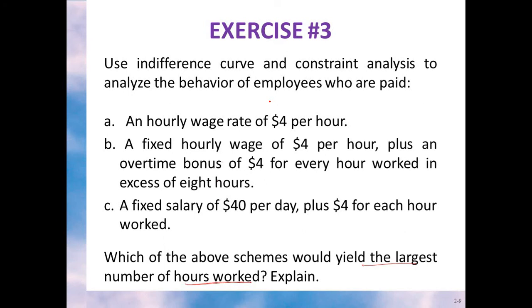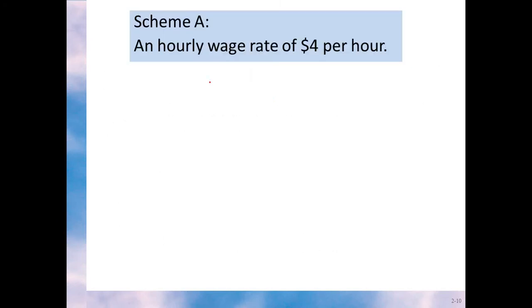Let us look at the first scheme, scheme A. Scheme A is where the hourly wage rate is $4 per hour. So I just want to show you here how we can draw the model just now. Remember this one is the income, this is per day, and this is leisure, not working hours. So this is in hours, and this is in dollars.